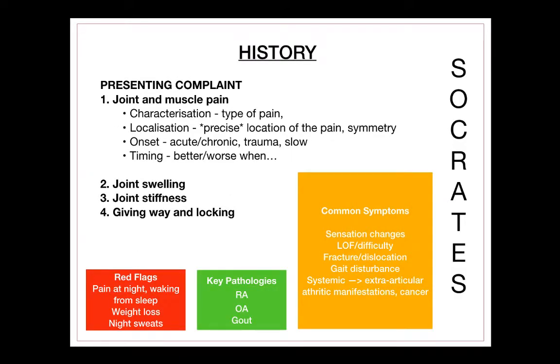So I'll just briefly go over the history. Your four key presenting complaints that will come up for this OSCE are joint muscle pain, joint swelling, joint stiffness, and giving way and locking. I'm not going to go through all of the SOCRATES because I think you'll be pretty all over that and it's pretty much the same for all of your histories. Within each of these presenting complaints, a lot of the questions you have to ask are quite similar, so I thought I'd just go through the top one.